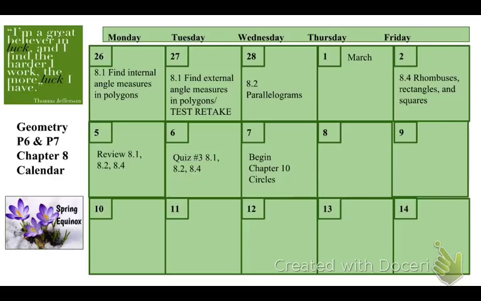On the block days, we're going to work on parallelograms, that's section 8.2, and Friday we're going to work on rhombuses, rectangles, and squares. And Monday, we'll have a review and then a quiz on Tuesday, and we will begin Chapter 10, Circles, on the next block days. So, a short chapter, should be fun. There's really no new ideas here. They're all very similar to what you learned in triangles, just a little bit of a different application.